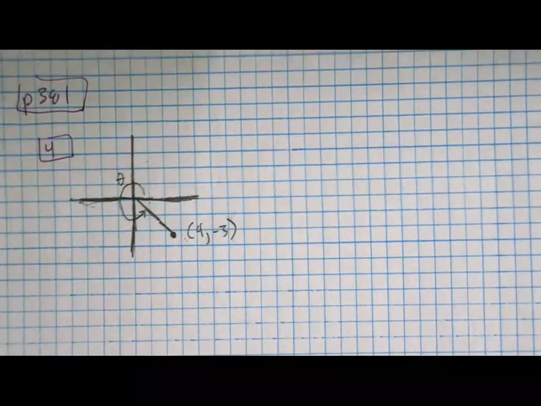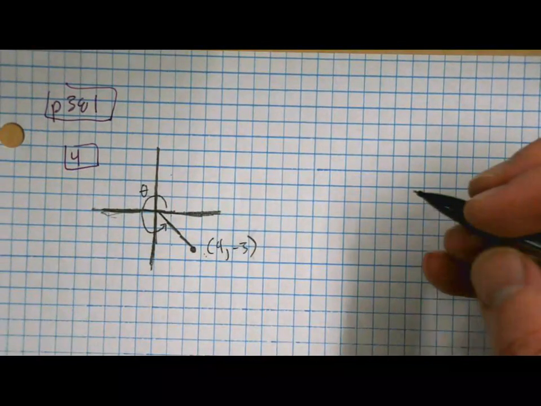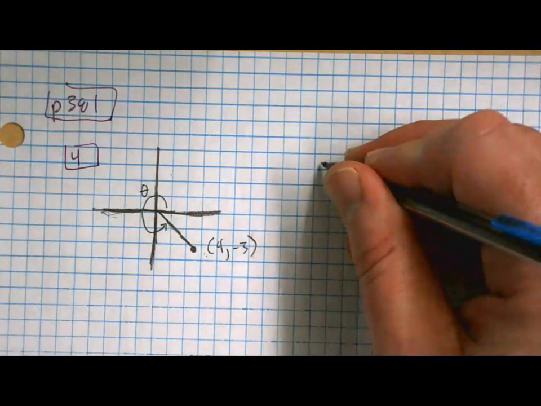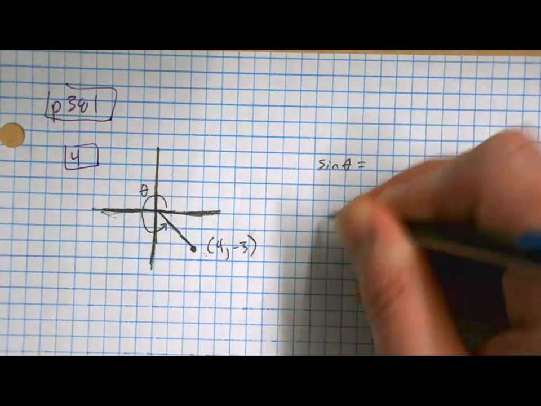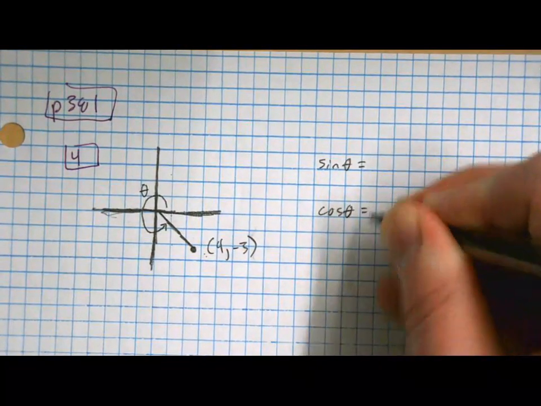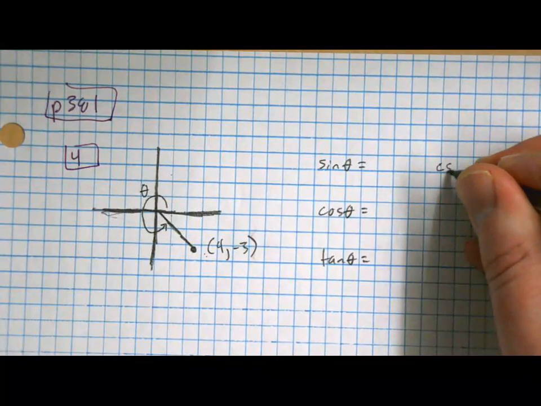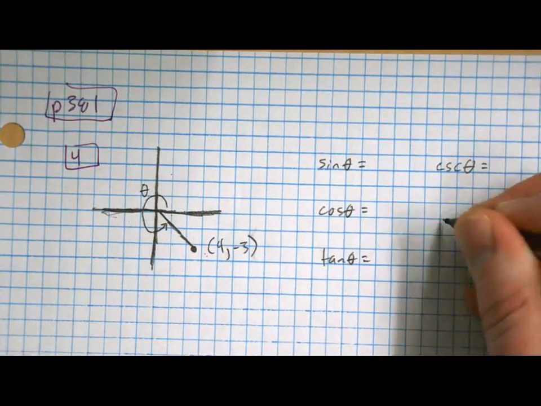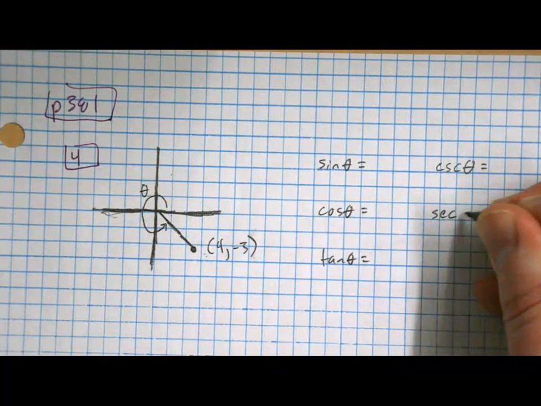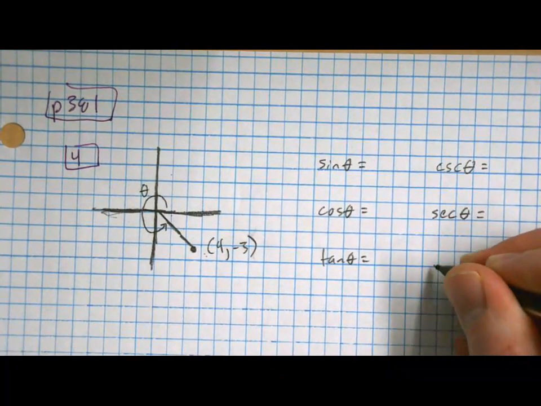And what they asked us to do is come up with the values of the 6 trig functions. So I'm just going to go ahead and set this up. Sine theta, cosine theta, tan theta. I'm going to line stuff up so that I've got cosecant and sine next to each other. Cosine and secant.